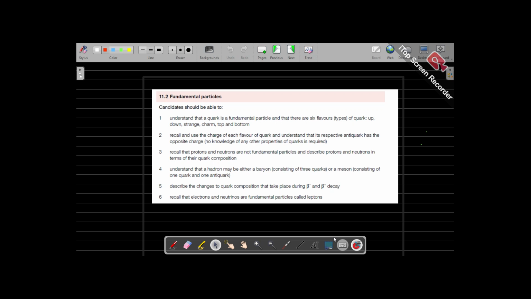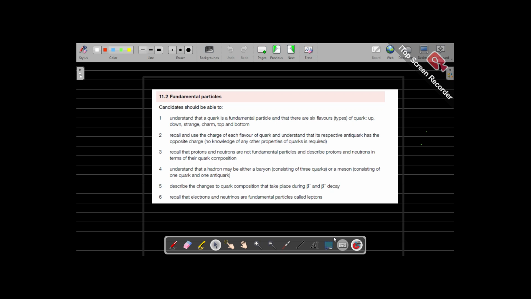Then understand that a hadron may be either a baryon, that is, it is made up of three quarks, or a meson, that is, made of one quark and antiquark. Then describe the changes to quark composition that take place during beta negative and beta positive decay. And then recall that electrons and neutrinos are fundamental particles and they are called leptons.